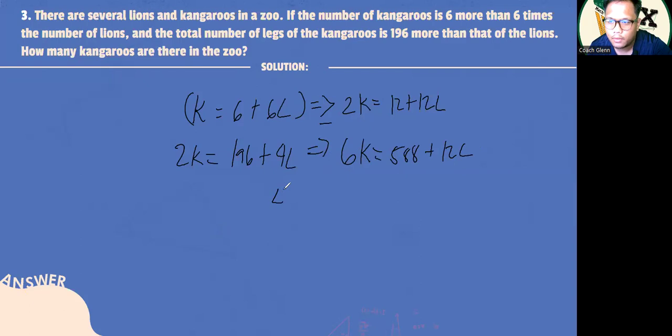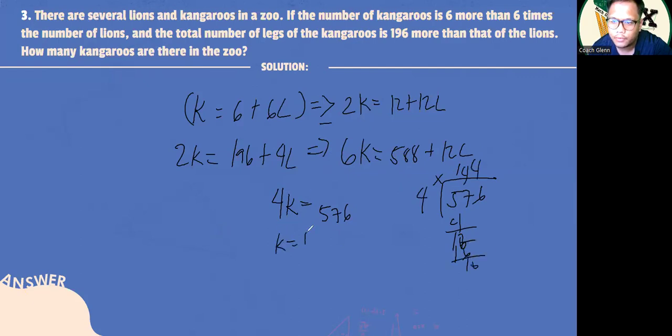6K minus 2K is equal to 4K. 588 minus 12 is equal to 576. Now we just need to divide by 4. 576 divided by 4 is 144. So we have a total of 144 kangaroos.